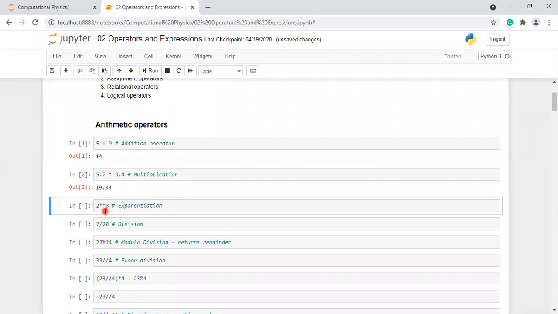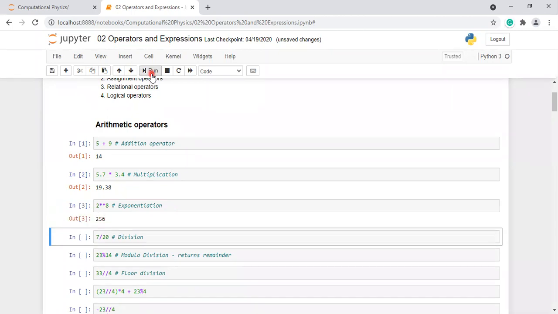Then next is the exponentiation. This is 2 raised to the power 8. To represent exponentiation, we use 2 asterisks. This is 2 raised to the power 8. So 2 raised to the power 8 is 256.